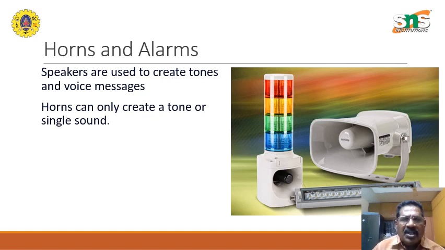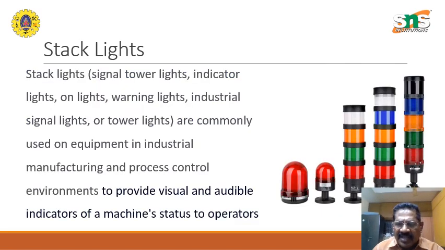Speakers are used to create tones and voice messages. Horns can only create a tone or a single sound. That's the difference between a horn and a speaker. You also have stack lights, one above the other. They are also called signal lights or tower lights, and are commonly used in equipment or industrial manufacturing and process control environments to provide visual and audible indicators of the machine status to the operator.